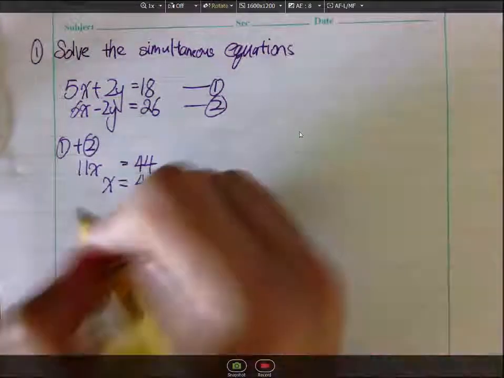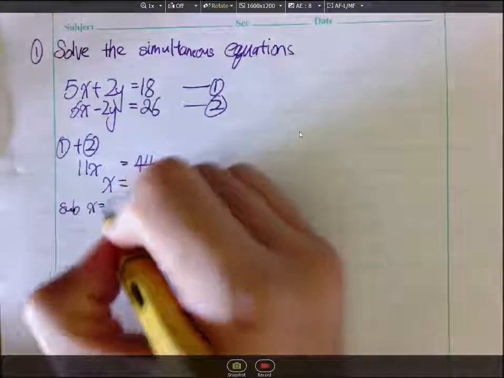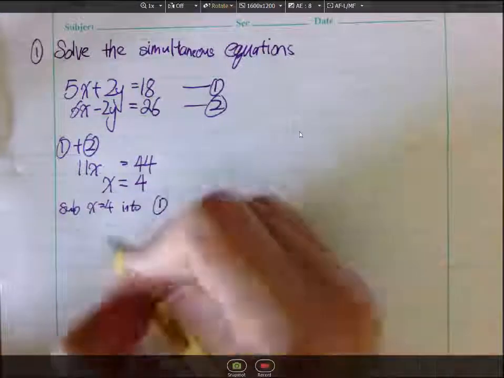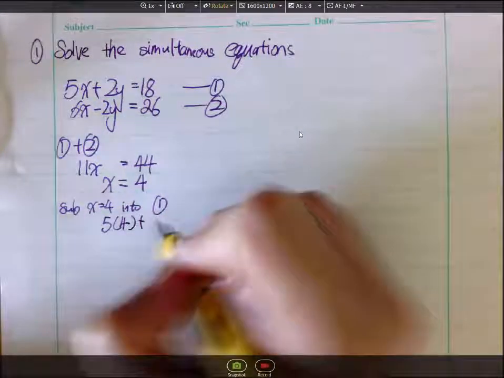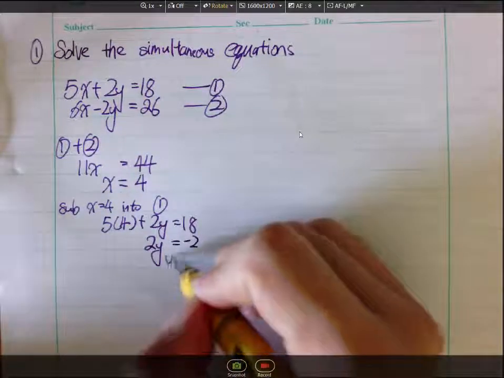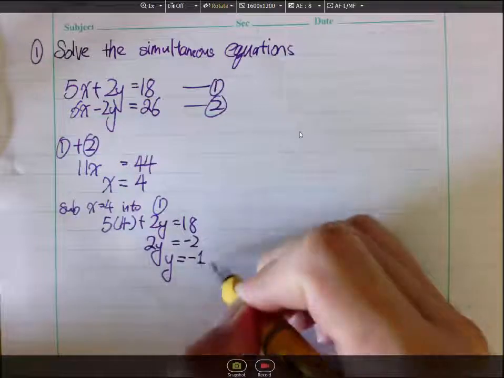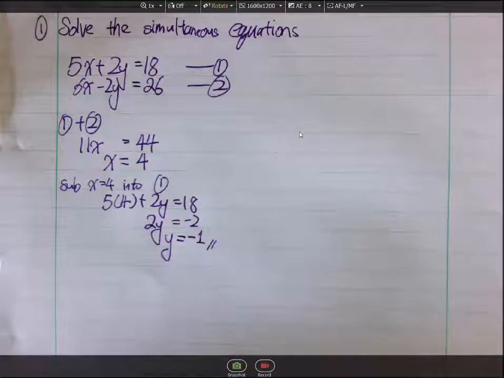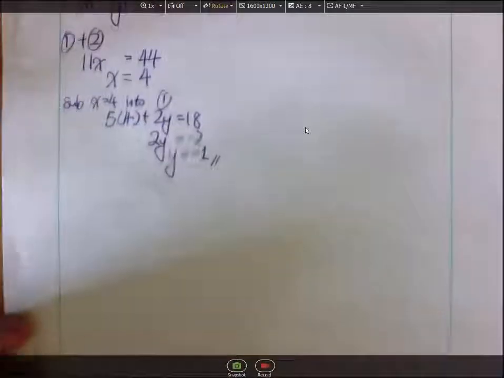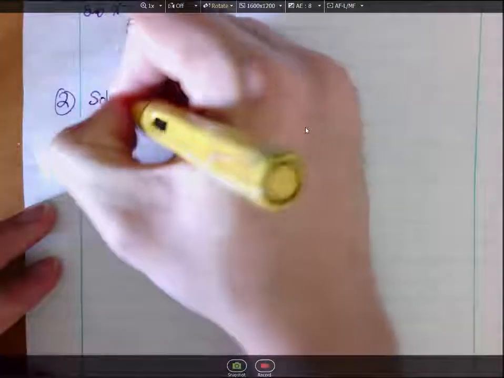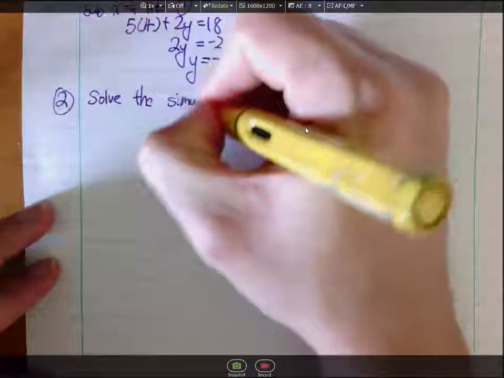Then how do you want to solve this? We substitute x equals 4 into either 1 or 2, up to you. I'll choose 1. So 5 times 4 plus 2y is equals to 18. 2y is negative 2. y is equals to negative 1. And we have solved our first pair of simultaneous equations by using the elimination method. Let me give you another example now. Example 2. Solve the simultaneous equations.